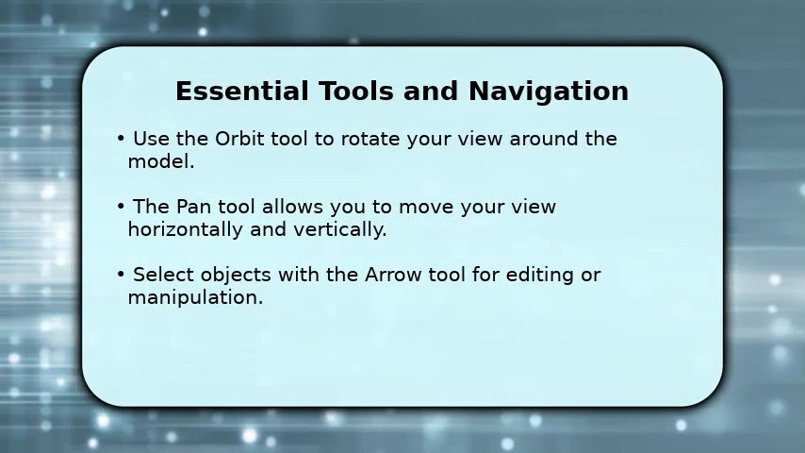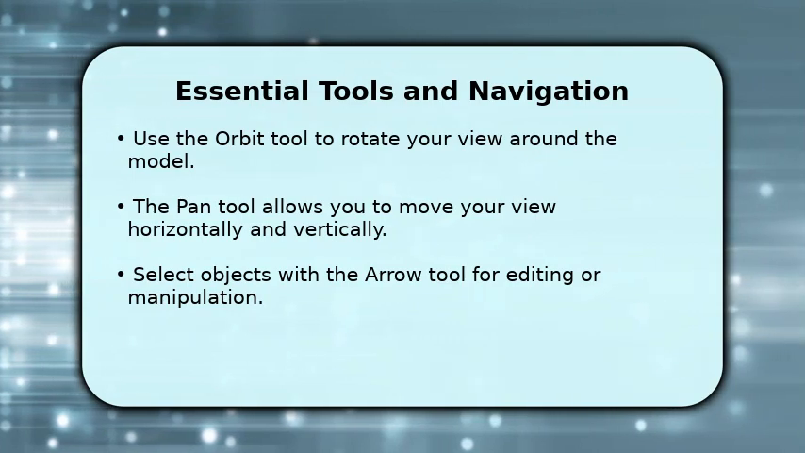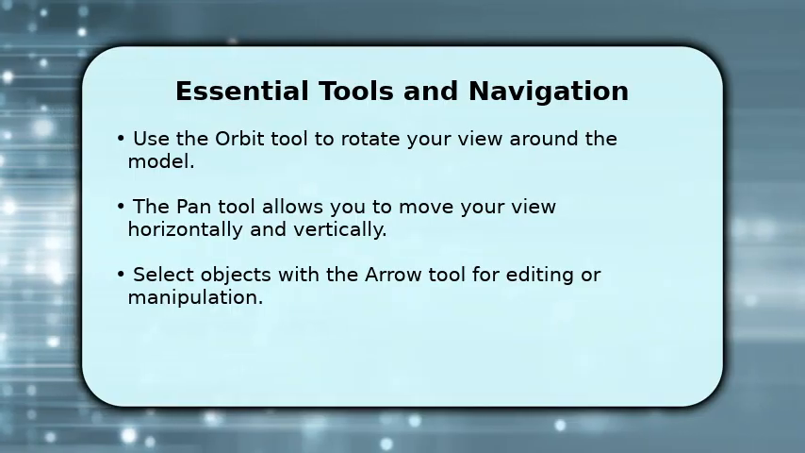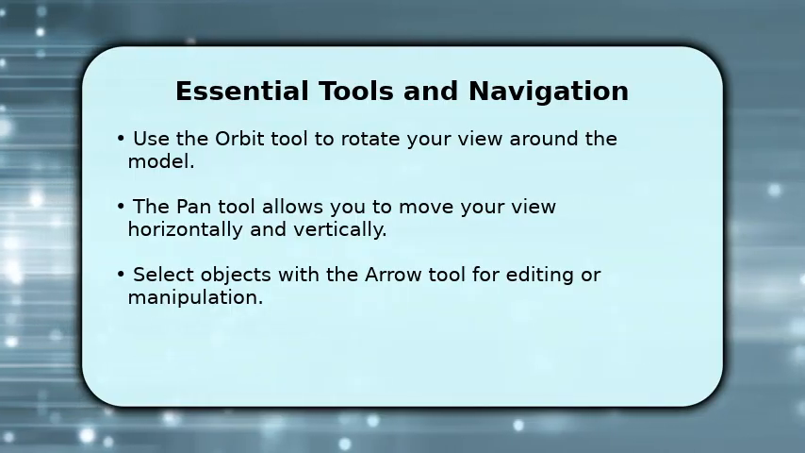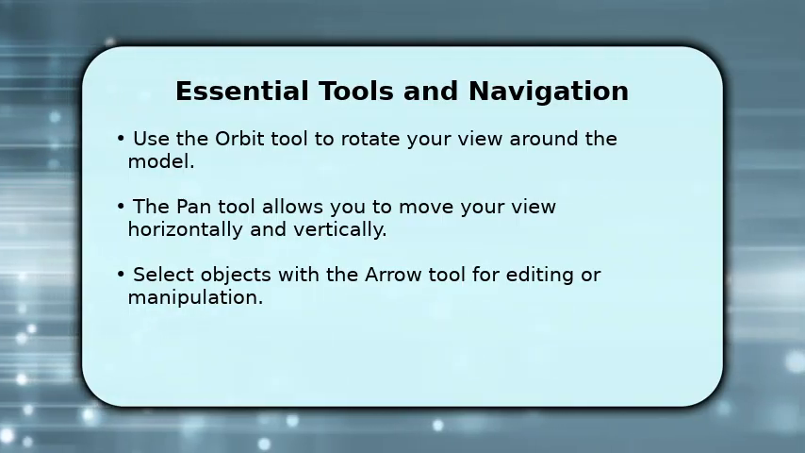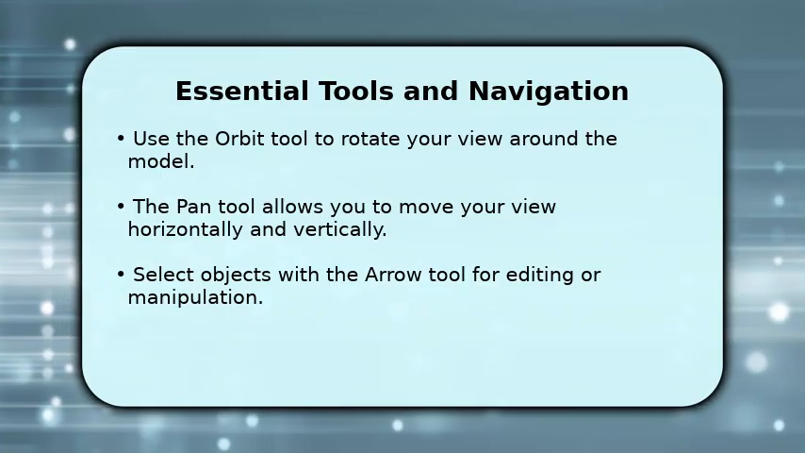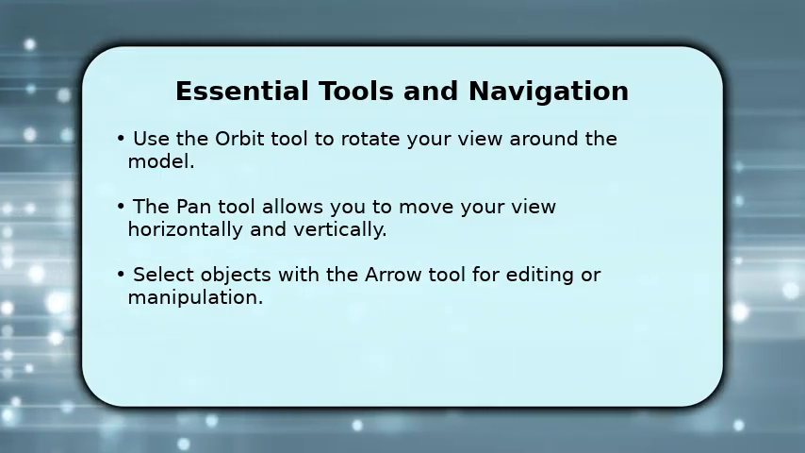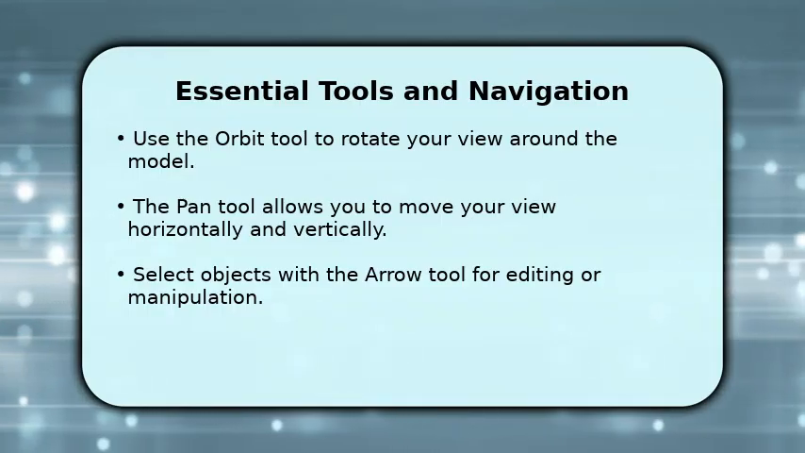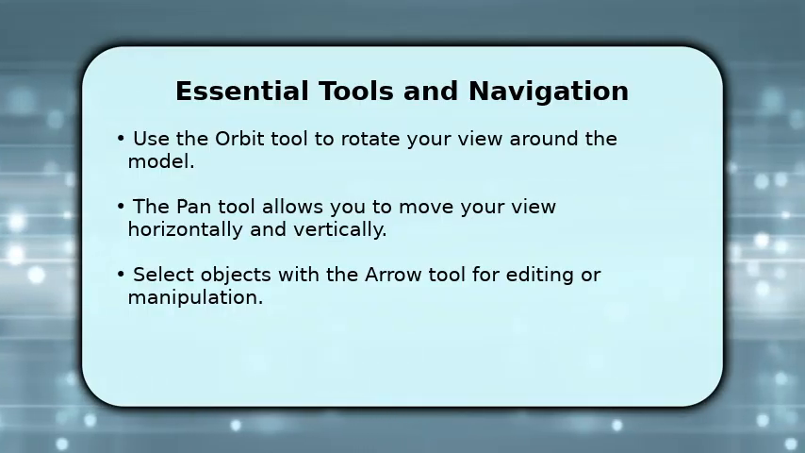Navigating your model is straightforward. The Orbit tool, found on the left toolbar, lets you rotate your view around your design, giving you a full 360-degree perspective. Use the Pan tool to shift your view up, down, left, or right. For drawing, the Line tool creates edges, and the Rectangle tool quickly forms two-dimensional faces. These fundamental tools are your building blocks.